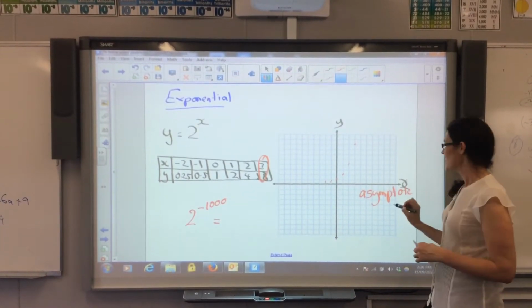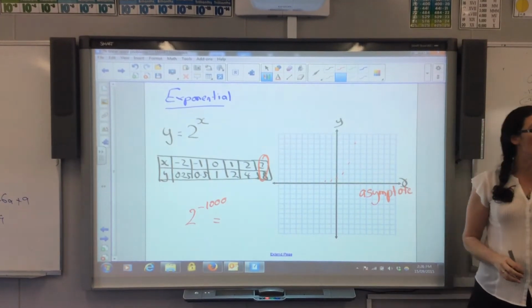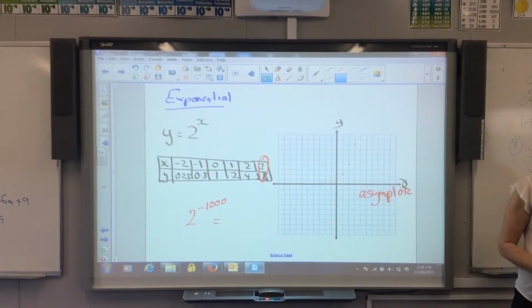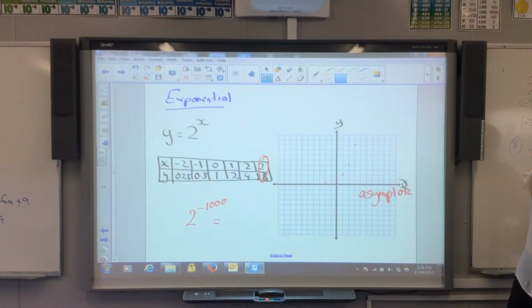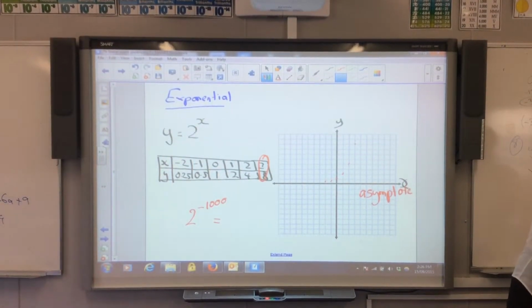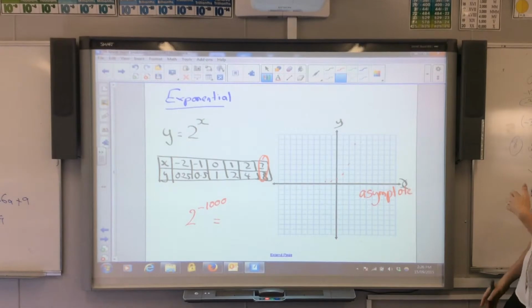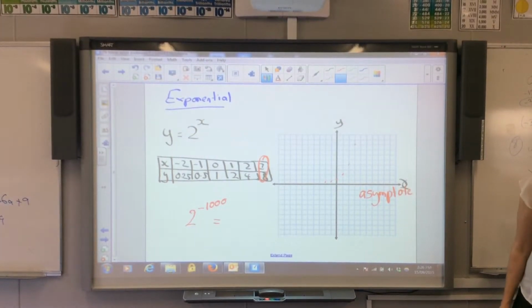Okay, an asymptote is a line that you never ever reach. You get closer and closer, but no matter how far you go, you never actually reach that line. You certainly never touch the line. So you never touch the x-axis. It never hits the x-axis. There is never an x-intercept.